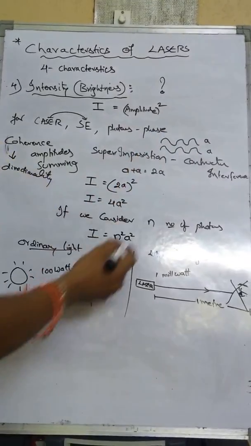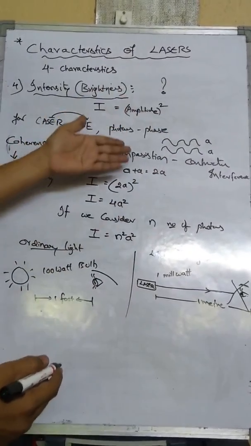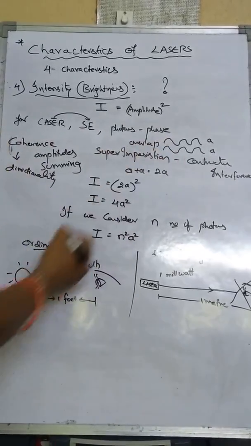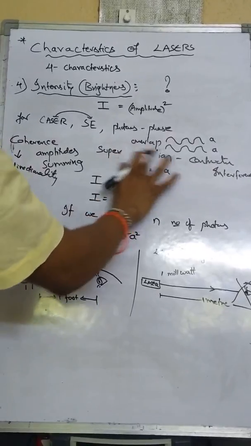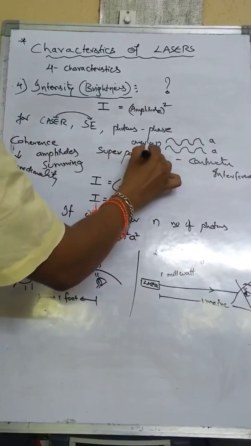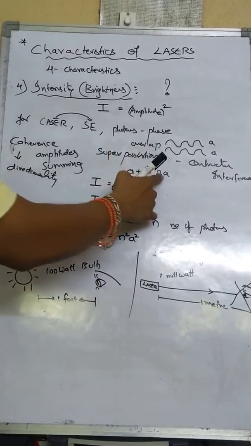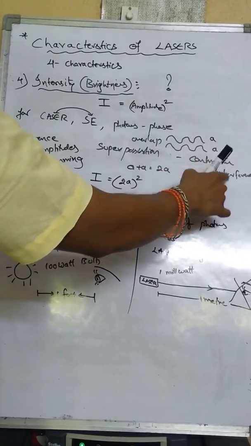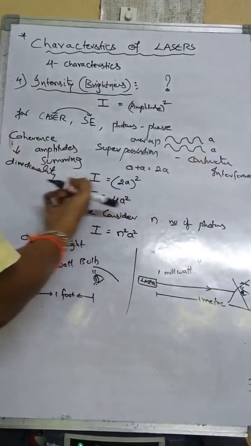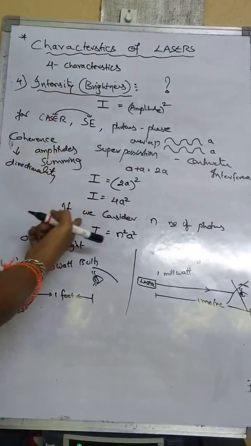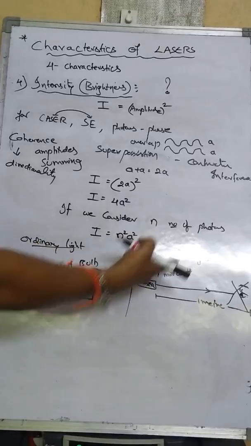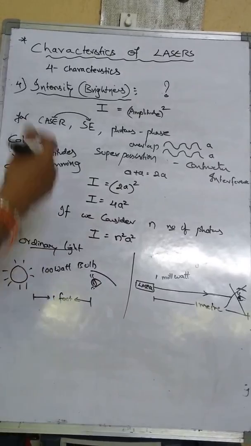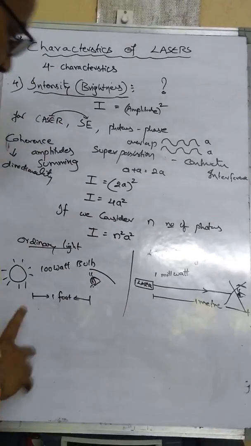And if I consider the 2 photons of amplitude A and A summing up, that overlapping of 2 waves is called a superposition. The superposition principle states that the resultant amplitude is equal to the sum of individual amplitudes, and this is the principle of constructive interference. Based upon constructive interference, the intensity is squared, so we get high intensity for a laser light and very low intensity for an ordinary light. Bluntly, we can say that intensity is the brightness. Okay, right. So these are the 4 characteristics.